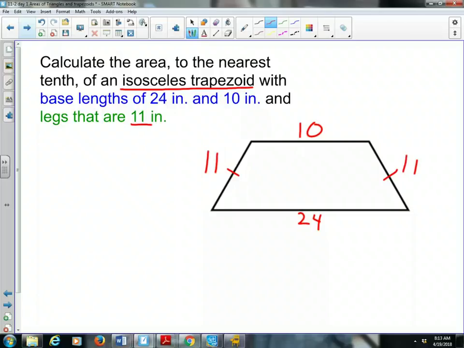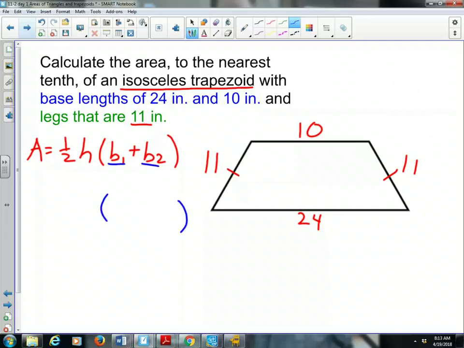All right. So if I want to find the area, it equals 1/2 times the height, base 1 plus base 2. Well, good news, I know both of the bases. So this base 1 plus base 2 is 10 plus 24. Rats, I don't know the height though, do I? I got to find the height in order to multiply it by the sum of the two bases and by 1/2. So this right here, everybody, is my height. I got to find out how high this is.